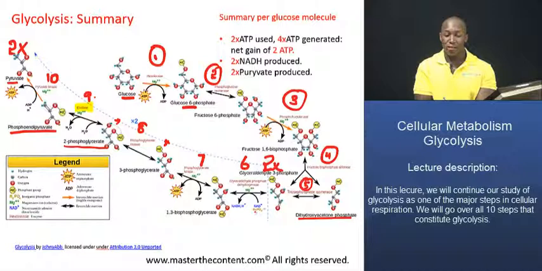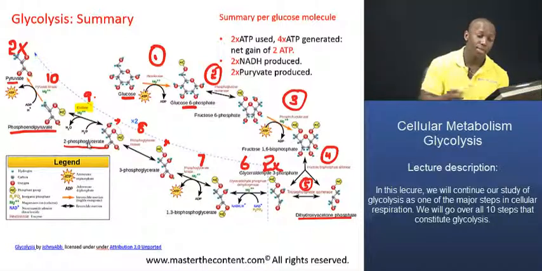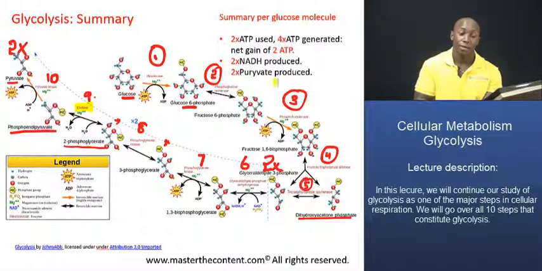Remember, after we form those two glyceraldehyde 3-phosphate, everything that occurs from step 6 onwards through to step 10 happens in twos. That's very important to remember, because that's how we get our net gain of 2 ATP: we use 2 and we generate 4. We also produce 2 NADH in the process. Each glyceraldehyde 3-phosphate conversion into 1,3-biphosphoglycerate produces one molecule of NADH. That happens twice, so we have 2 NADH, and we also have 2 pyruvate produced from that entire process.